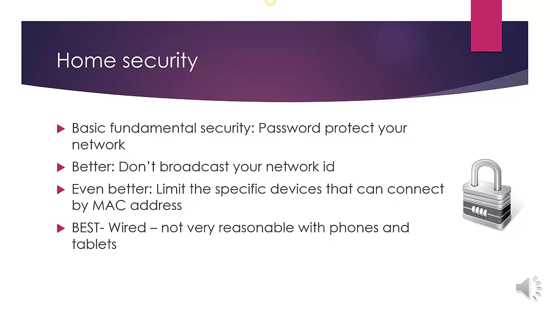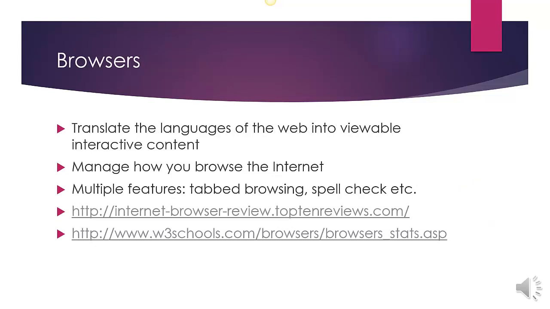And the goal of security is to be harder to break into than the person next door. And if there are 5 visible networks and your network is not visible, people are unlikely to look for the network that they can't see. They're more likely to try to break into one that they can see. If you need to be more secure than that, you can limit the specific devices that can connect by their MAC address. Your best bet is to be completely wired, but that's not very reasonable in today's times because it wouldn't work with Kindle and mobile devices.